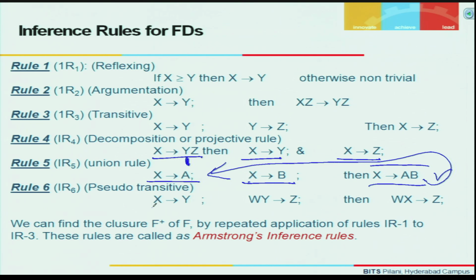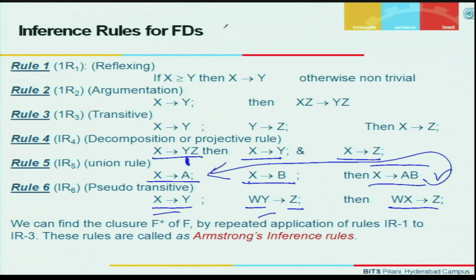The sixth one is called the pseudo transitive rule. When I have x determines a and then wa determines z, if these two are the given functional dependencies, I can always infer or derive a new functional dependency, wx determines z, which is a valid functional dependency.